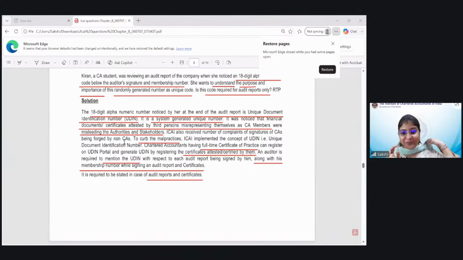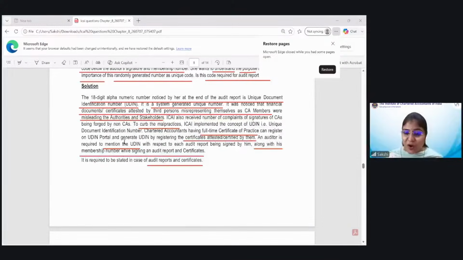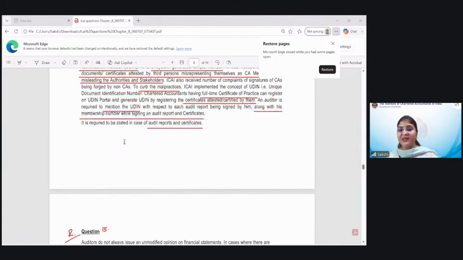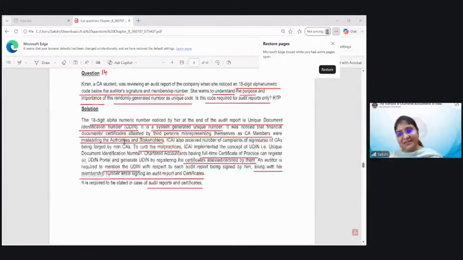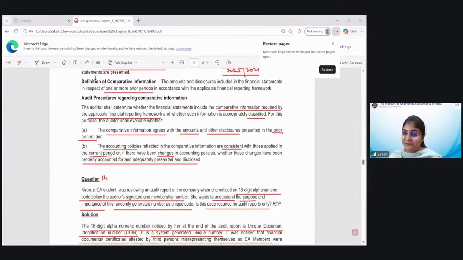So what is there? The UDIN will be generated, you will sign, you will put your membership number, you will put your stamp, everything there. Okay. Then it is done not only in audit reports but also in case of certificates. So it is required to be stated in case of audit reports as well as the certificates. Is it clear to all of you, dear students?